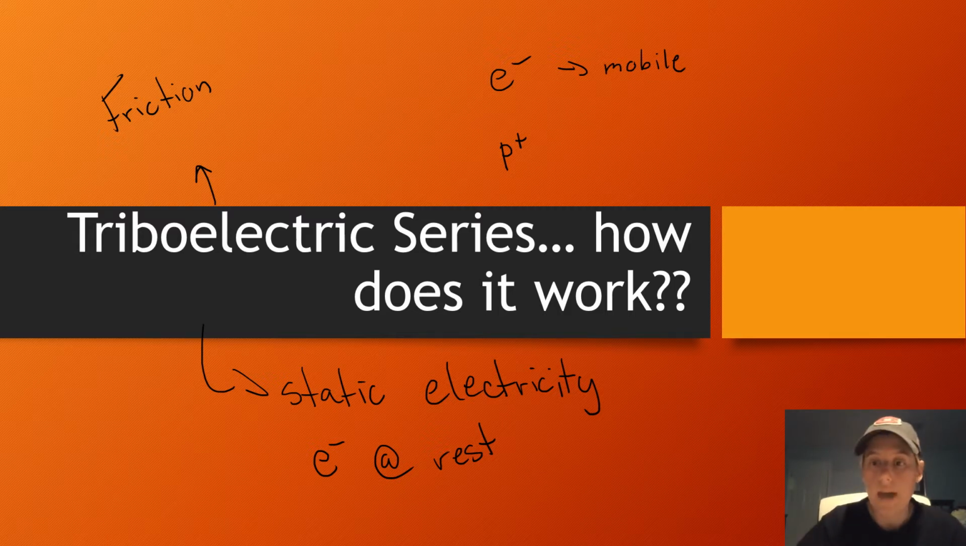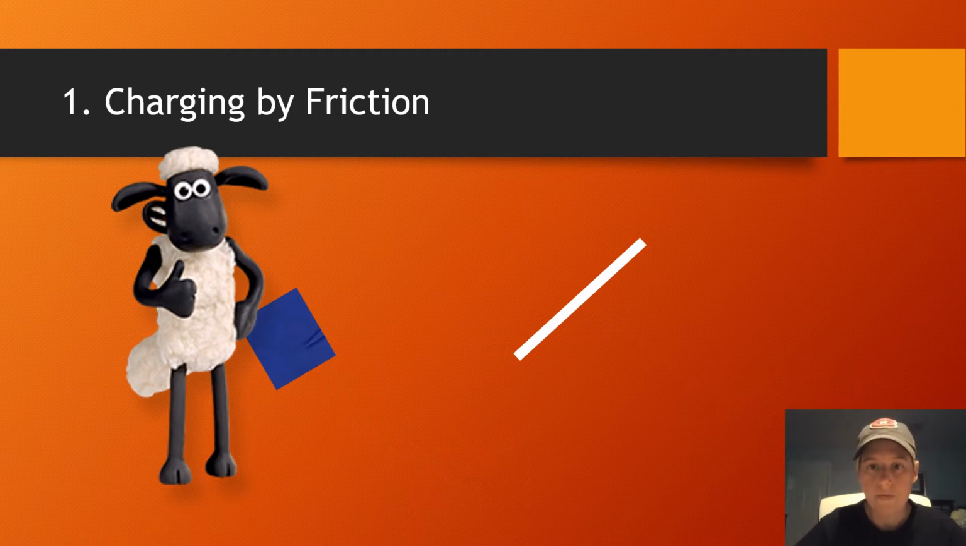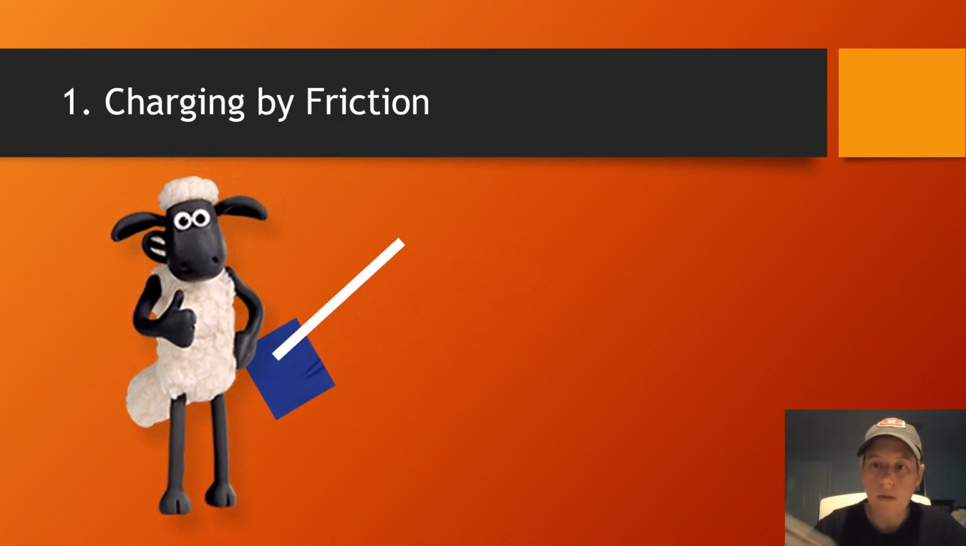So let's do a little recap of what charging by friction means. And I'm using my trusty Shaun the Sheep to help me here. So what I have right here is a piece of wool and a piece of glass. And when I'm charging by friction, I am, first of all, electrically neutral. So I see that I have the same number of electrons and protons in the wool, same number of electrons and protons in the glass rod. And what happens is I rub the two together.